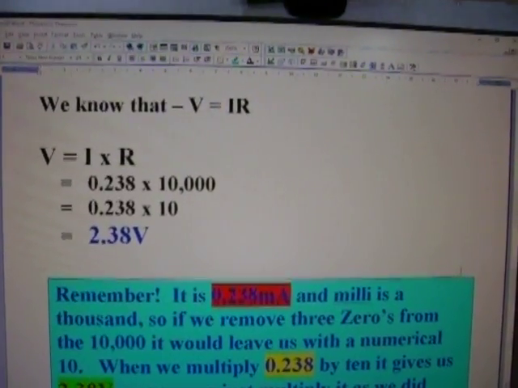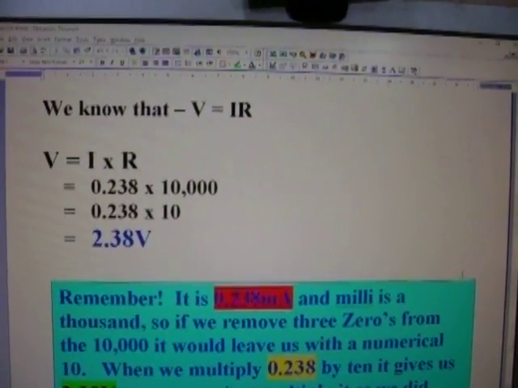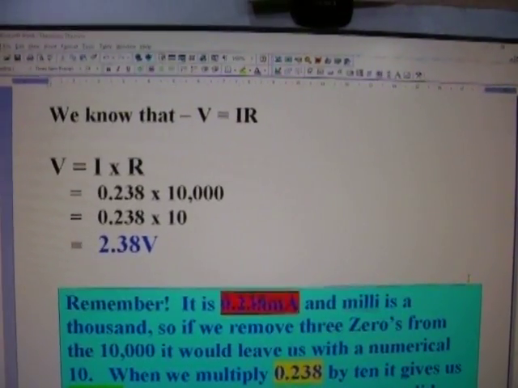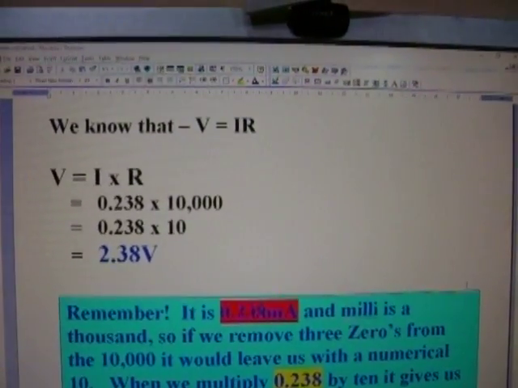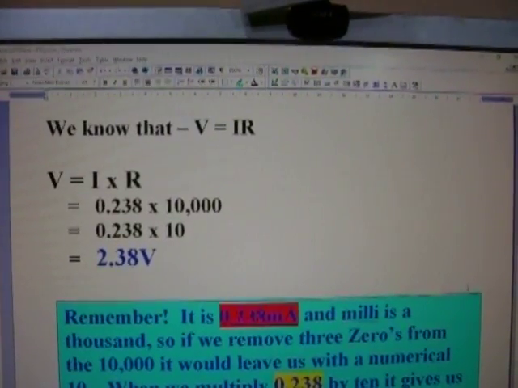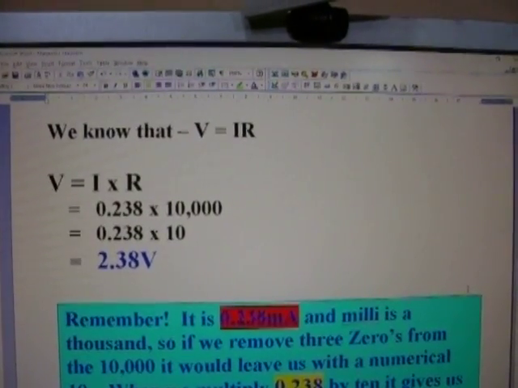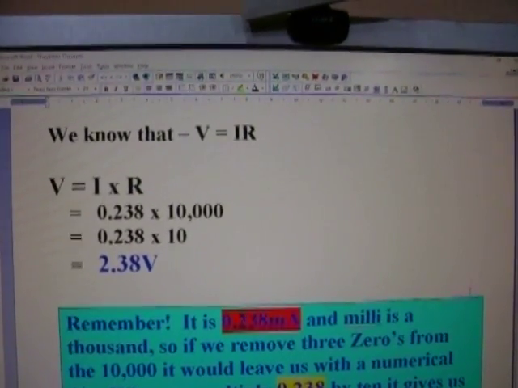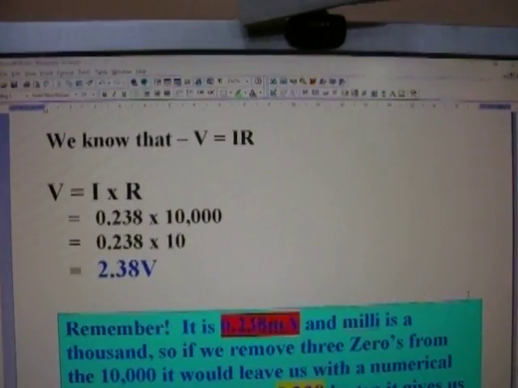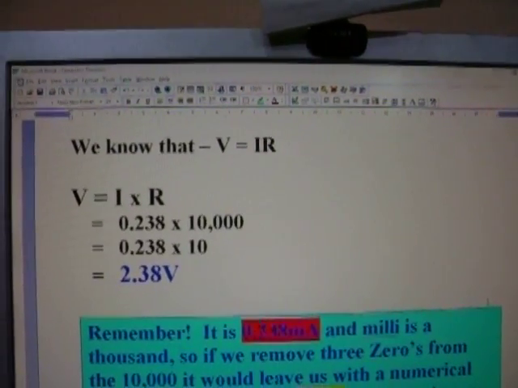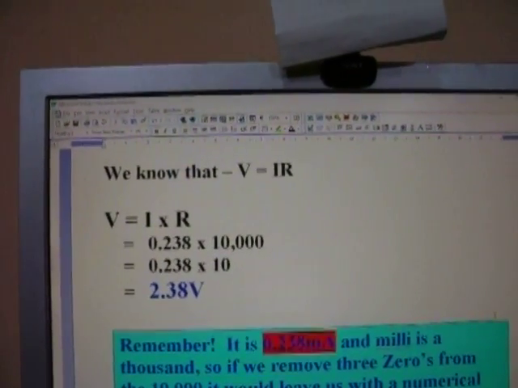We know that V equals I times R. V equals I times R, so it's 0.238 times 10,000. Now, because it's milliamps, 0.238 milliamps, I'm going to remove the 3 zeros that makes up the 10,000, which will leave me 10. So when I multiply 0.238 times 10, it will give me 2.38 volts. It's just a shortcut I've taken.